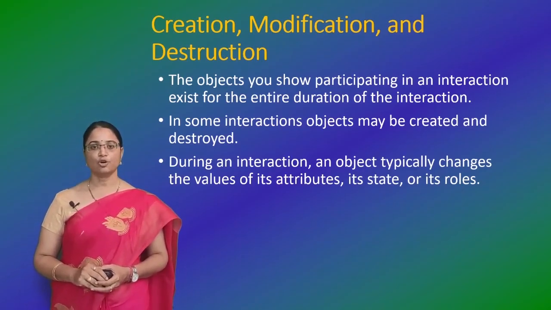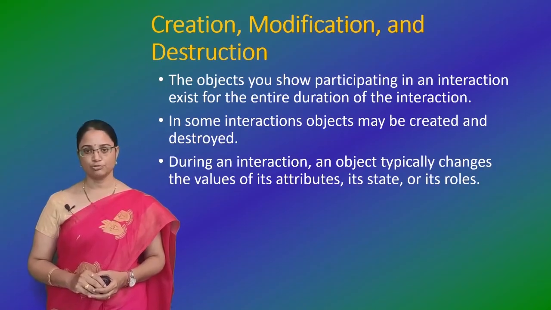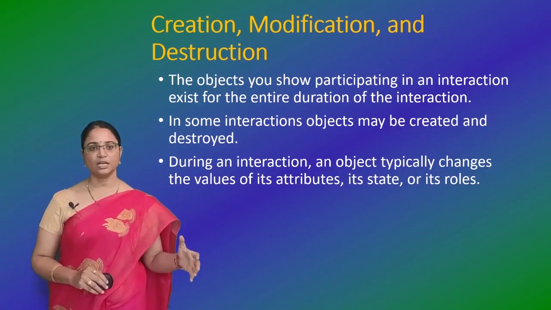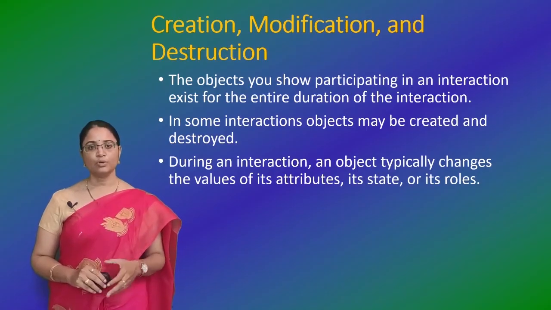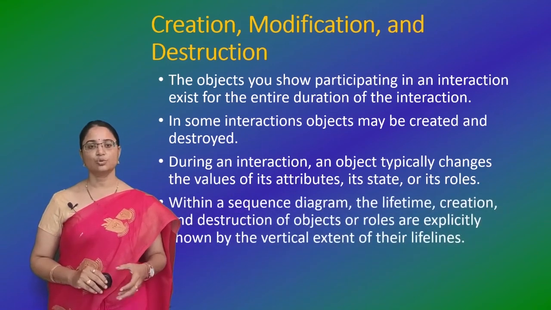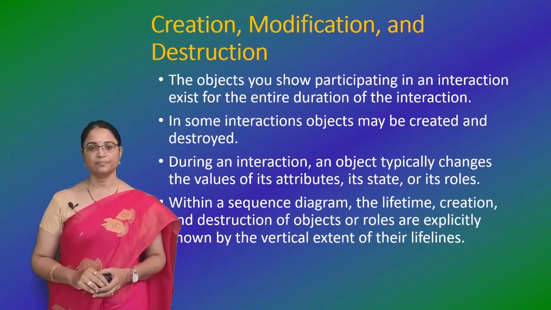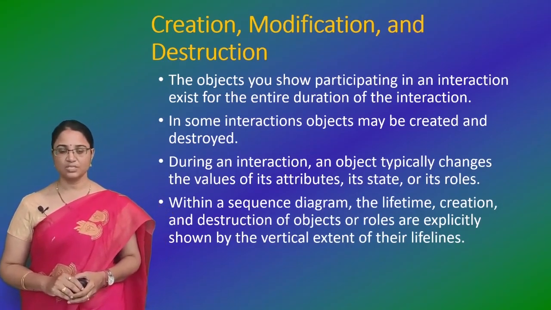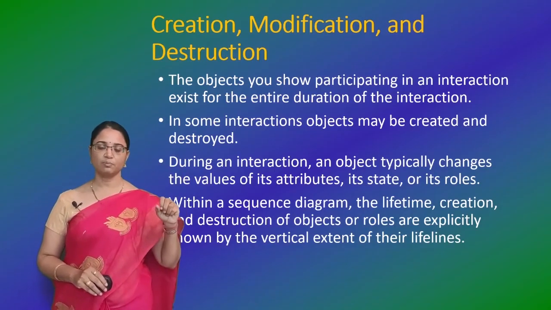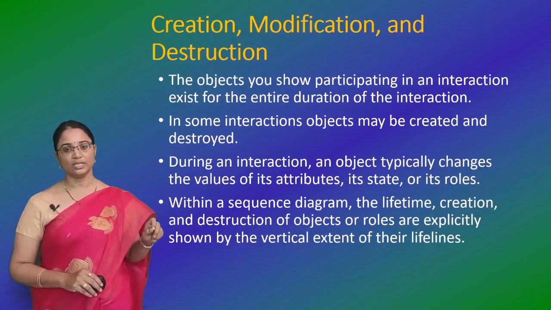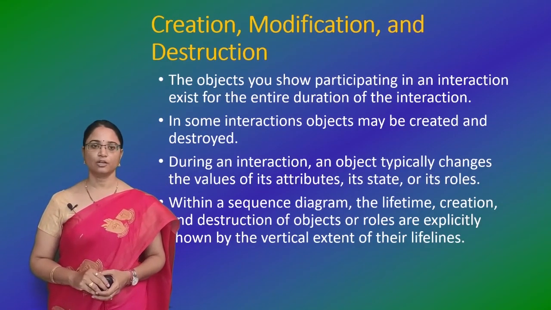During an interaction, an object typically changes the values of its attributes, its states or its roles. You can represent the modification of an object in a sequence diagram by showing the state or the values of the lifeline. Within a sequence diagram, the lifetime creation and destruction of objects or the roles are explicitly shown by the vertical extent of their timelines. It means if you create any object in the sequence diagram, that object creation is indicated by the head of the object. Down from that head, you will have a dotted line that indicates the lifeline of that particular object.